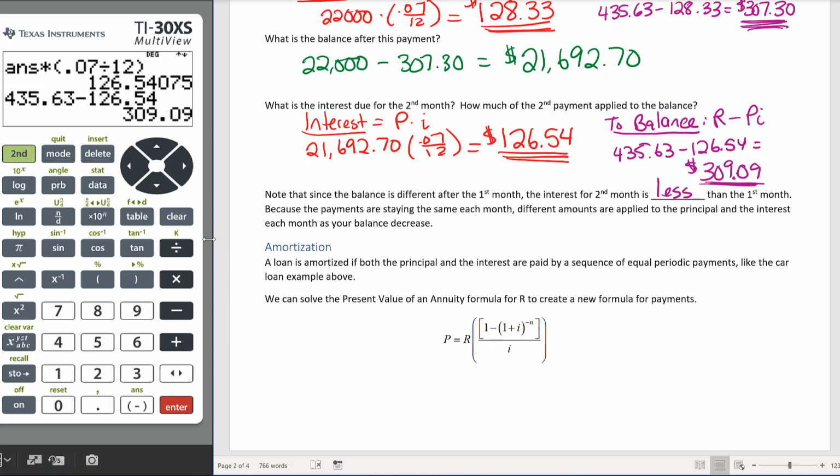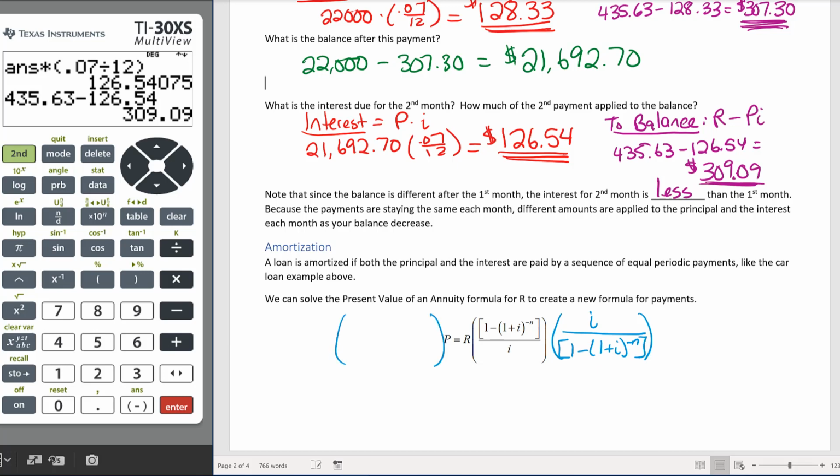The next thing we're going to talk about is amortization. A loan is amortized if both the principal and the interest are paid in a sequence of equal periodic payments, like the car loan example that we just talked about. We can solve the present value of an annuity formula for R to create a new formula for payments. So let's do that right now. What we're going to do is multiply the big parentheses by its reciprocal. So everything in the top goes to the bottom, everything in the bottom goes to the top.